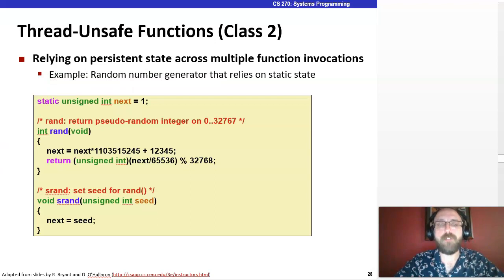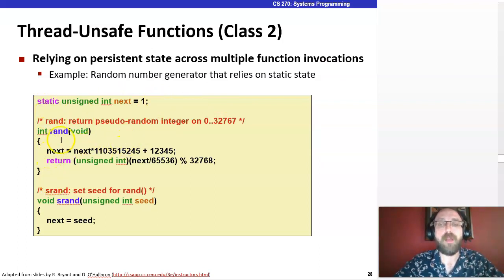So class 2 is kind of related, but there's another way to solve it. Those are functions that have state that persists across multiple function invocations. That could be with a global variable. It could be with a static local variable.